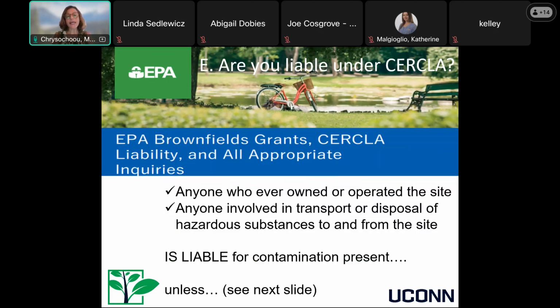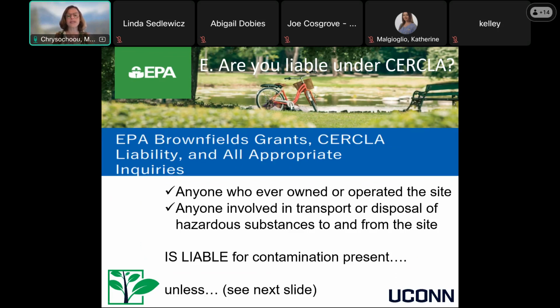The next part is liability. So you own the site, but you need to make sure that you're not actually liable for the contamination under CERCLA. And the image that I have here is a fact sheet. You can Google and download this off of the EPA website. It's called EPA Brownfield Grants, CERCLA Liability and All Appropriate Inquiries. And it gives you details of what I just said, but in a one-page document. So it's a nice information sheet.